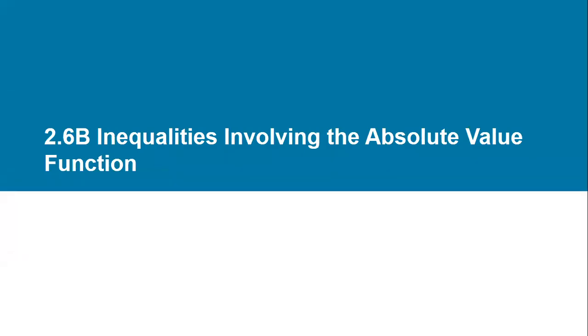2.6b is inequalities which involve the absolute value. Okay, so now we're moving into the inequalities. So no more equal signs, but less than or greater than symbols, right? All right, here we go.